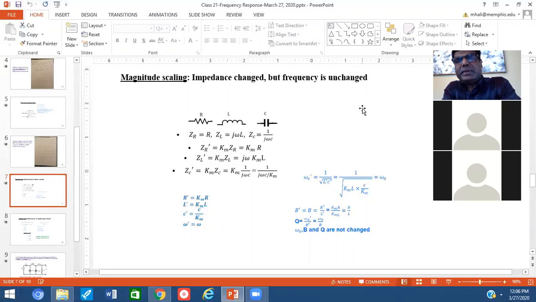Now, how about quality factor? You all know the definition of quality factor in terms of resonant frequency and bandwidth B: Q equal to omega naught prime over B prime. But you see, omega naught prime is not changed, that is omega naught, and B prime has not changed, that is B. So the ultimate result is omega naught over B. That's why finally I have concluded omega naught, B, and Q are not changed.